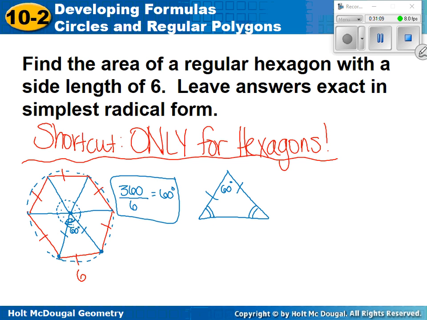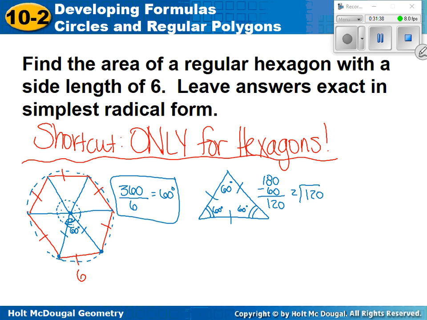And if I take 180 and subtract 60, that leaves me with 120. And since these have to be the same, if I take 120 and divide it by 2, I get 60. So this turns out to not only be isosceles, but it's also what? Equilateral, because it is equiangular. The hexagon is the only regular polygon that we're going to talk about that turns into equilateral triangles.